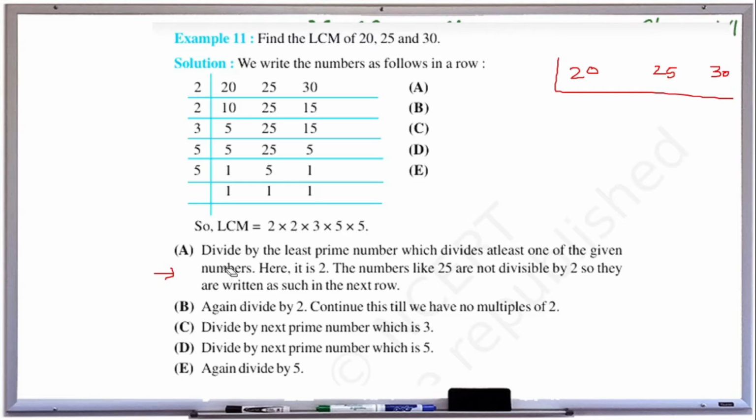Divide by the least prime number which divides at least one given number. So what is the smallest prime number? Smallest prime number is 2. We have to check whether any one of these numbers is divisible by 2 or not. Since 20 and 30 are divisible by 2, we can write 2 first.